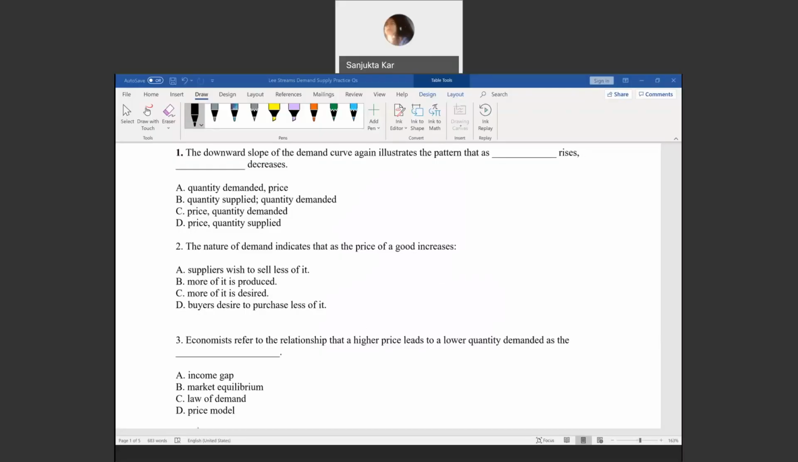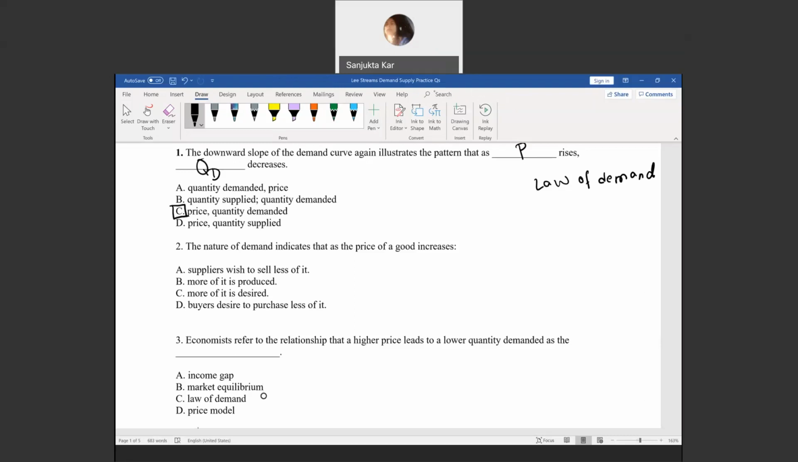Hey everyone, let's look at the demand and supply questions. The first one is telling me the downward slope of the demand curve illustrates the pattern that as price rises, quantity demanded decreases. This is the law of demand, which tells me that price and quantity demanded are inversely related. When price is increasing, quantity demanded is going down.